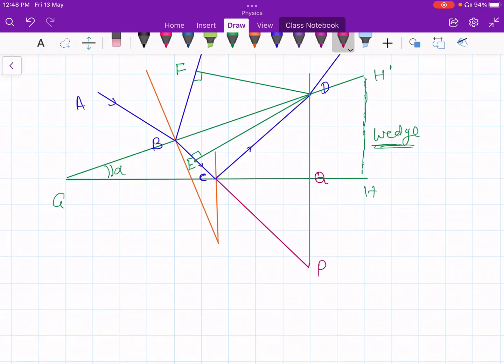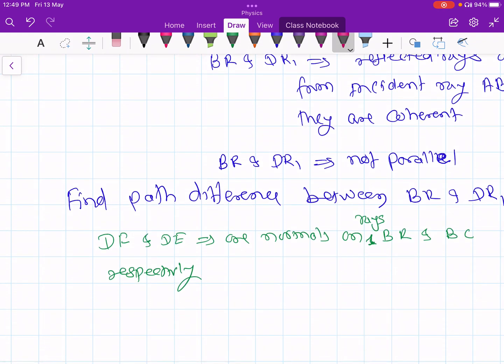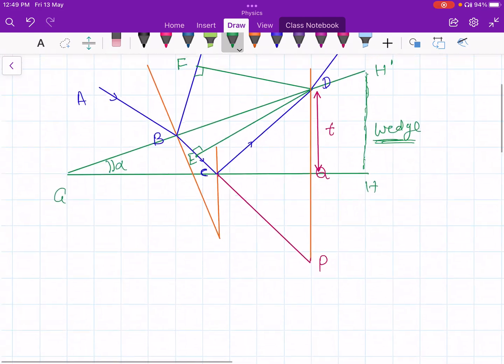Thickness of the film at point D is, let's say, T. T is the thickness of the film at point D. So what we are assuming here is that the thickness of the film at point D is equal to T. T is changing everywhere, but at point D, let's assume its thickness is T. So in the diagram, this DQ is equal to T.